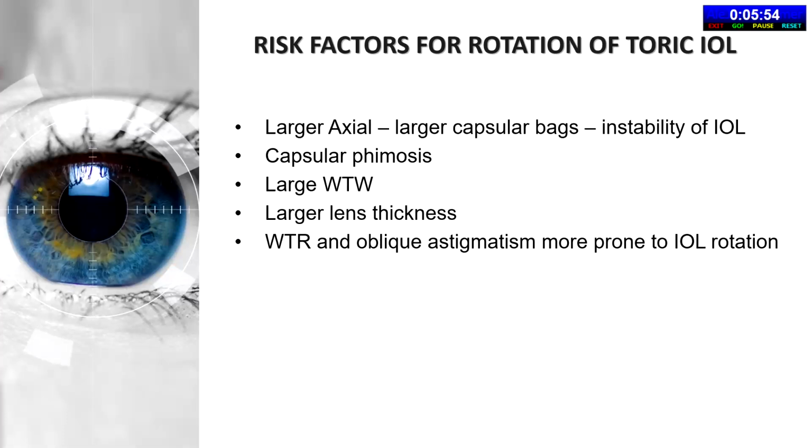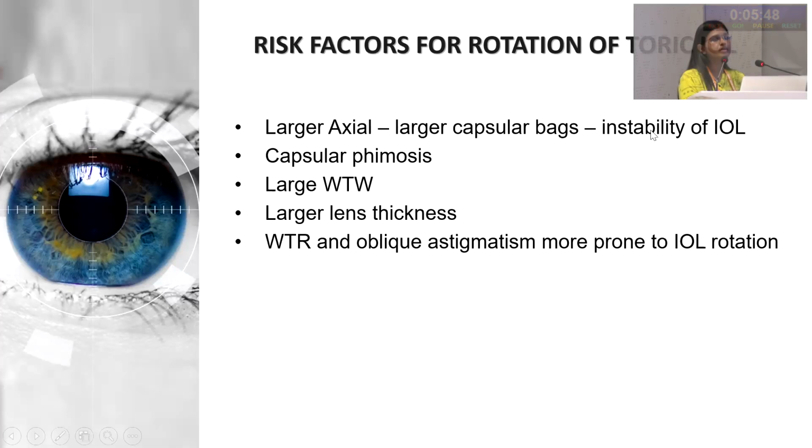So these eyes with PEX, they're generally myopic. They have large axial length. Large axial length means larger capsular bag, and the IOL might rotate post-op. Also, they have a non-dilating pupil. We tend to make a smaller CCC. A smaller CCC again means capsular phimosis post-op. Again, a risk factor for rotation.